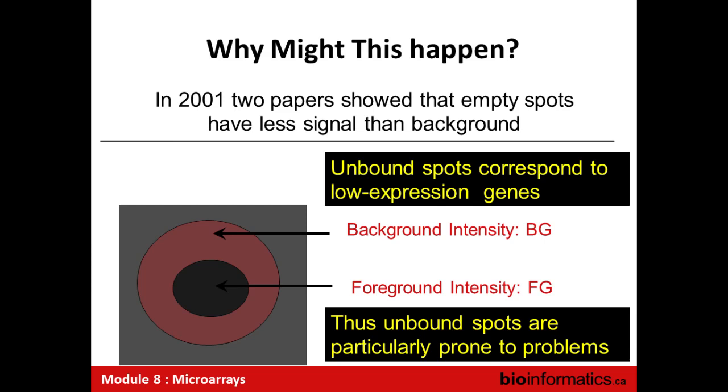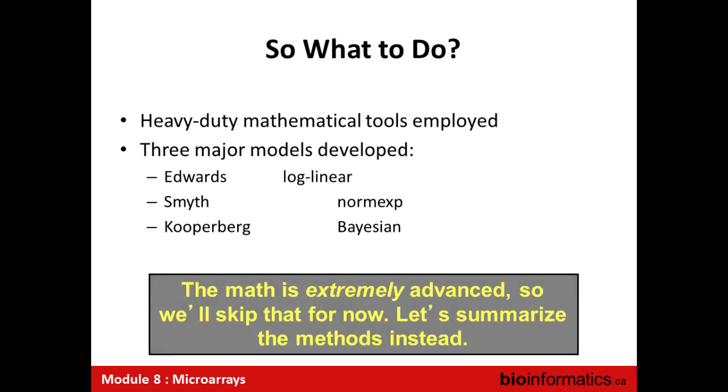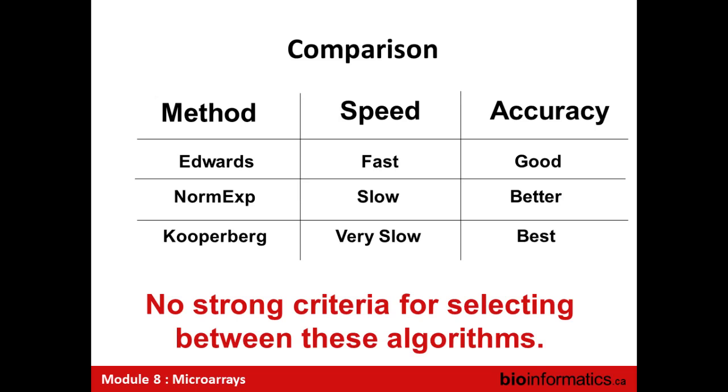And a series of fairly intensive statistical models were developed. There are three that are in wide use. They are associated with the names of the people who did them, Edwards, Smyth, and Cooperberg, and they fundamentally differ in their assumptions about the signal and noise of the microarray signal. So Edwards assumes that the error is logarithmically distributed and the signal is linearly distributed. Smyth assumes a normal exponential convolution, and Cooperberg is a very complicated model. The mathematical underpinnings of these is extremely advanced and something that we could talk about for like an hour. So I'm going to focus on a summary of how you might think about it.